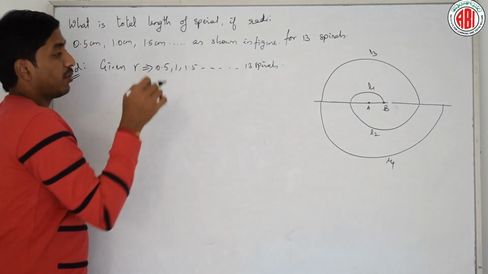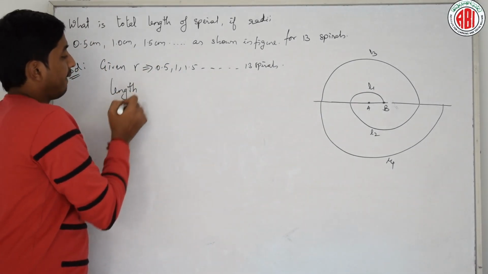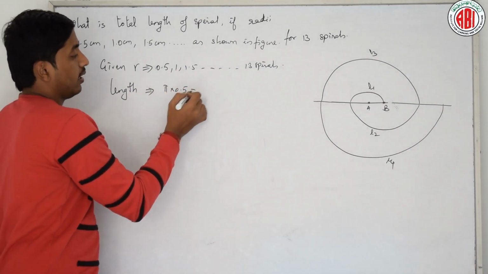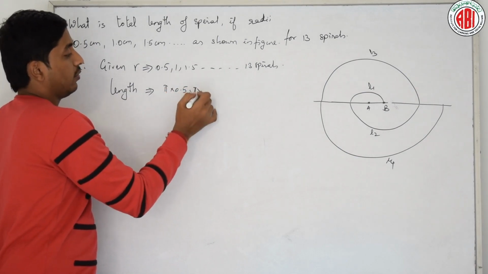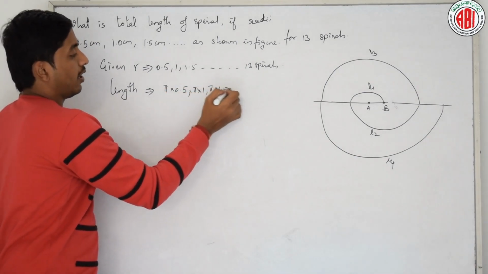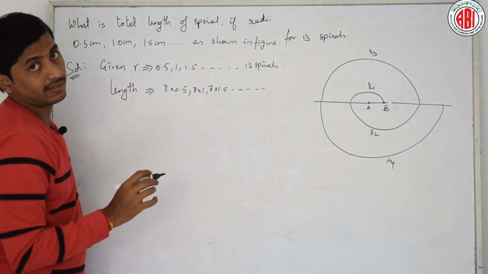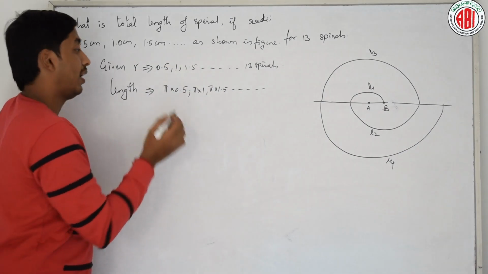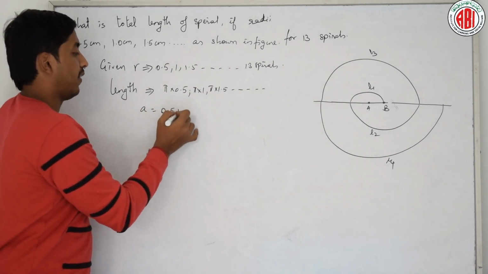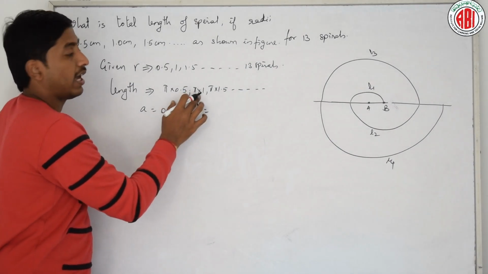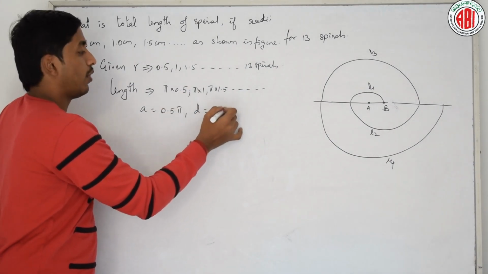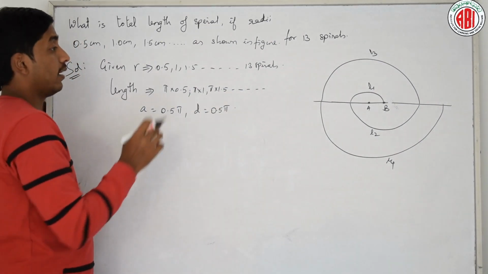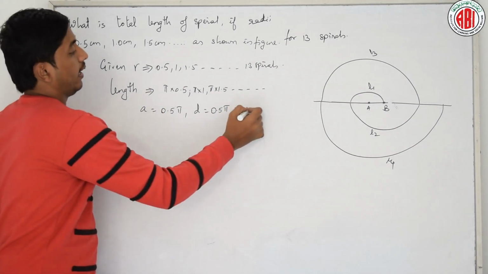And then what about the length? The length of the spirals is pi into 0.5, pi into 1, pi into 1.5 and so on up to 13 spirals. From this I have to find S13. Now what is A? 0.5 pi. What is D? What did we add to 0.5 to get the next term? Again 0.5 pi. A is 0.5 pi and D is also 0.5 pi. Then what is N? N is 13.